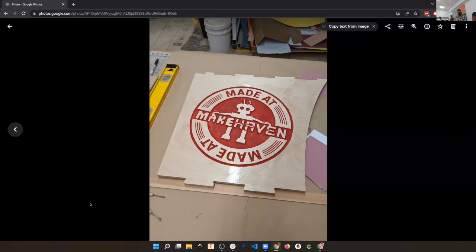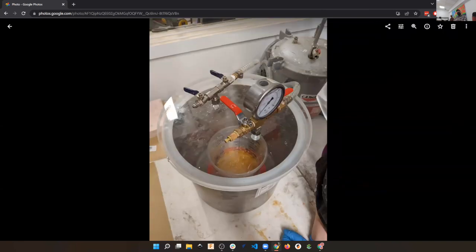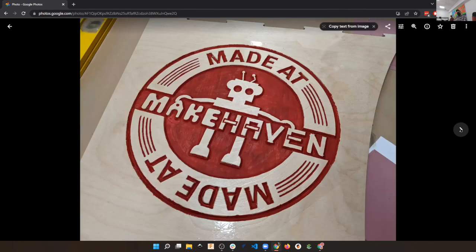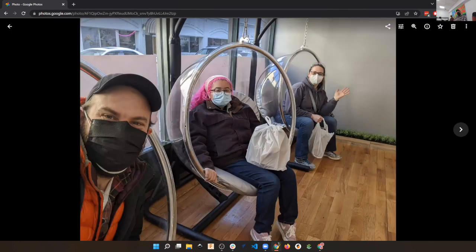It looks like my internet might have crapped out. Hopefully not. But in here, that's the color. We degassed the epoxy, which was fun. And then that's the logo. And then here's the dream team that was working on it.